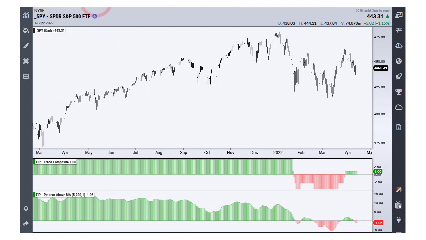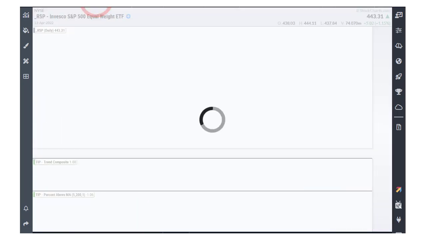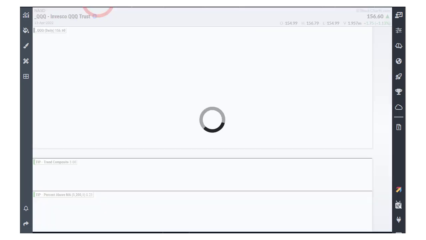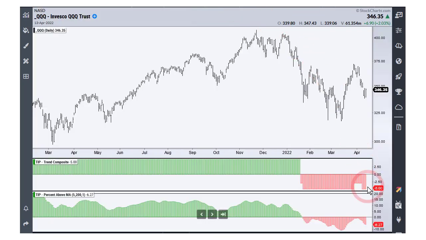For instance, I was looking through my major index ETFs, and I noticed that only 2 had a positive trend composite: the SPY I just showed you, and the equal weight S&P 500, RSP. So those 2 by far are holding up the best. But then if we go down to QQQ, we can see that QQQ is in a downtrend. It's been in a downtrend since the middle of January. And you can see the 5-day moving average is 6% below the 200-day. That right there tells you there's relative weakness.